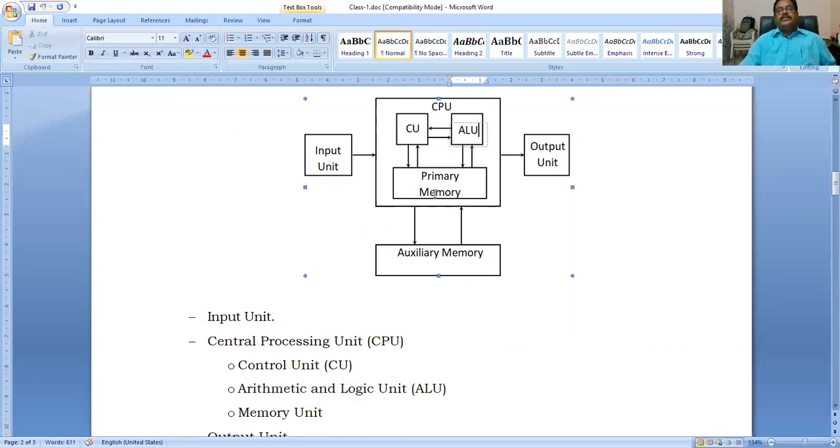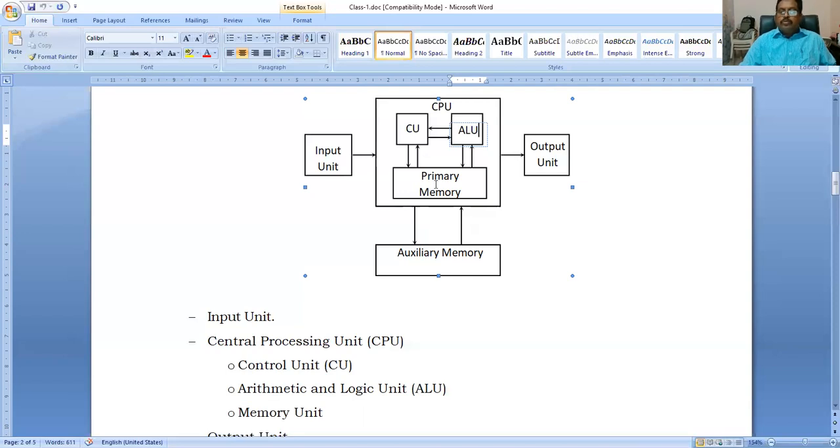And primary memory is where the values we get from the input device, the values we get after the calculation, and the intermediate results are all stored. Such values are stored in the primary memory, and primary memory is the temporary memory.